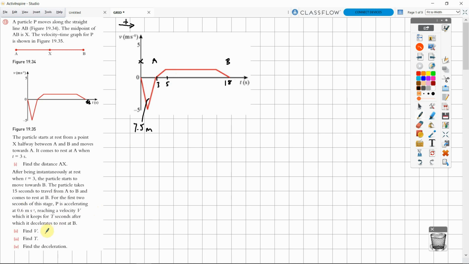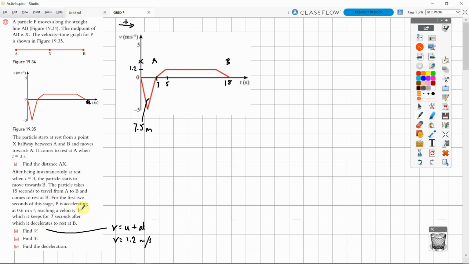And so here, you're going to use the knowledge that the final velocity is equal to the initial velocity plus the acceleration times the time. That is going to give you a final velocity for this part of the journey. Again, show it properly, but it works out at 1.2 meters per second. So this is 1.2 meters per second. Find t.